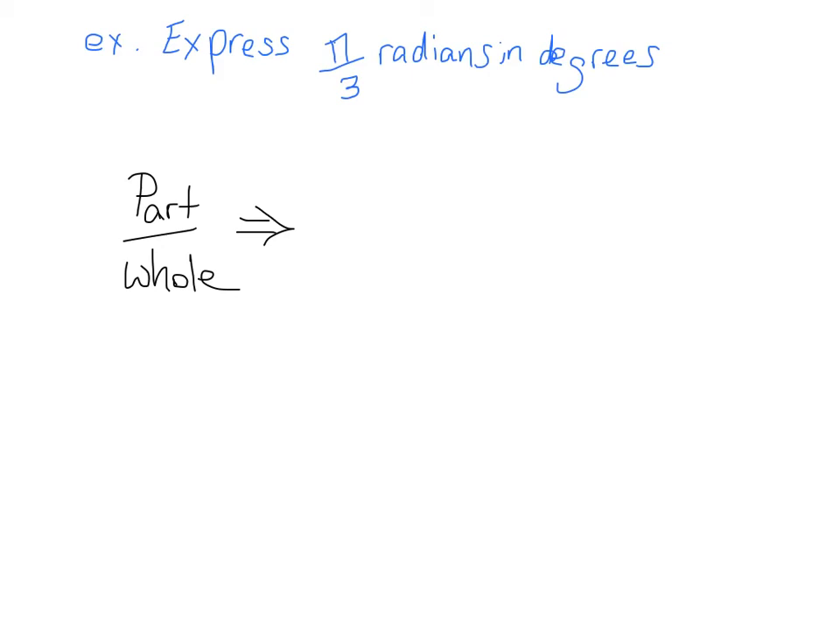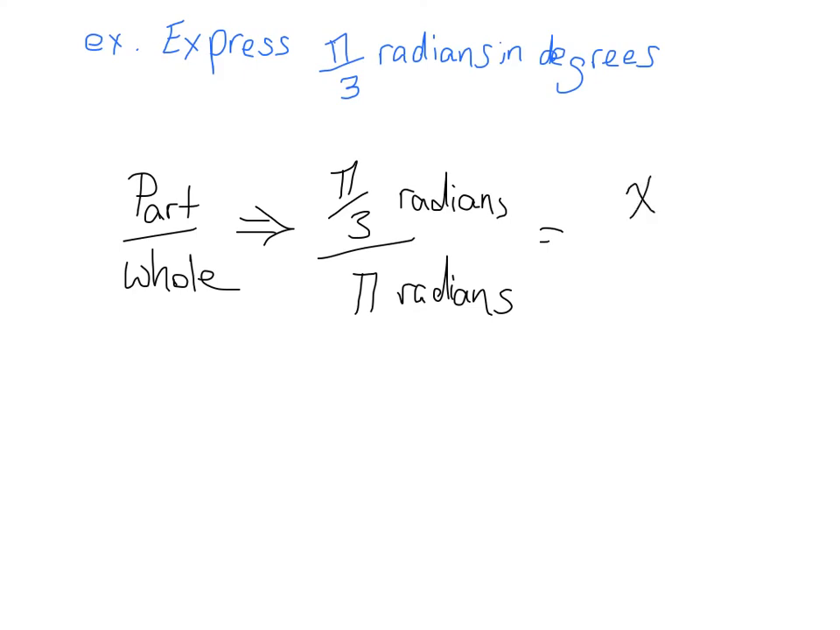So for the radians, the part is pi over 3 over the whole, which is pi. That's the radian side. I'm doing the same thing I did before, but I'm putting down the units so you can see exactly what's happening. This is equal to part over whole. We want to know how many degrees you get, over the whole, which is 180. Now we are ready to cross multiply.